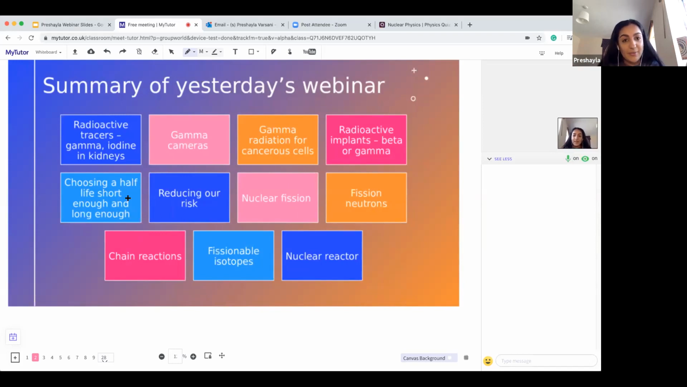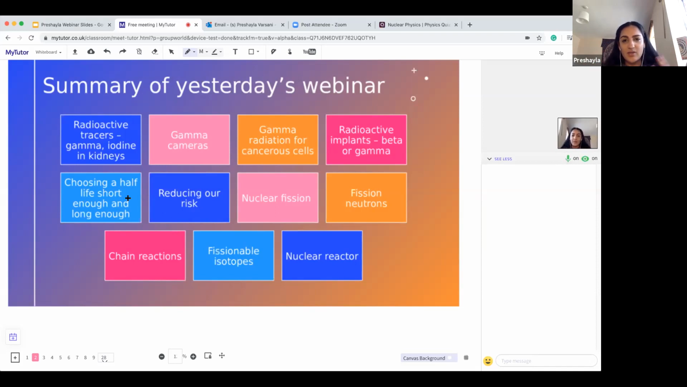Then we looked at gamma cameras, which is an application of gamma radiation that allows us to take pictures of internal organs. Then we looked at gamma radiation for cancerous cells, so that's shooting a beam of gamma rays at a cancerous cell and hopefully destroying that cell. Radioactive implants was the 4th application that we looked at, which is actually injecting the source and the organ absorbs it. This can be a beta or a gamma source, and again, we want to destroy that cancerous cell or even a tumour.